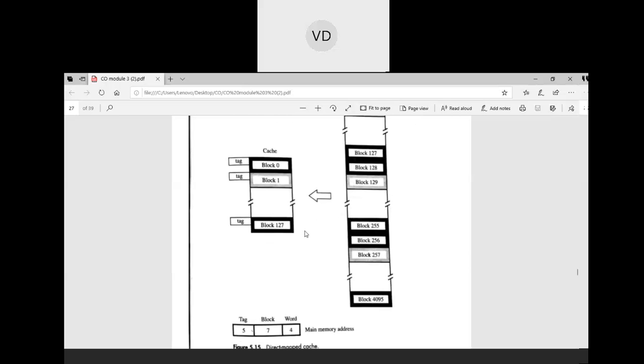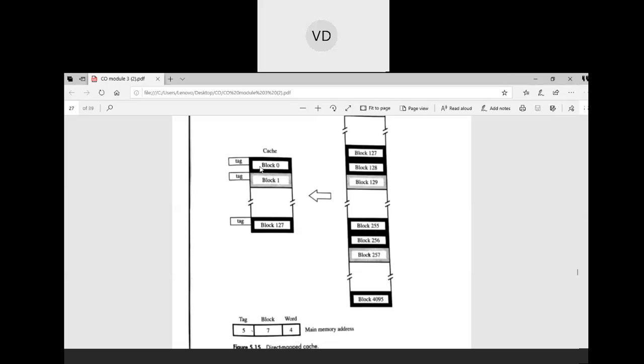Then how do we access? Next question is, how do we access each block? We have an address which is generated by the main memory. So 7 plus 4 is 11, 11 plus 5 is 16. So a 16-bit address is generated. These 16 bits are divided into 3 parts. The lower 4 bits determine which word.